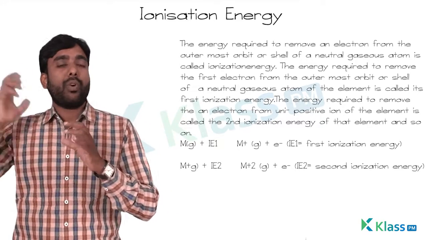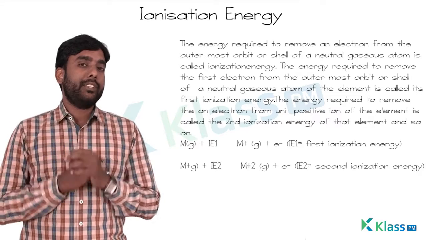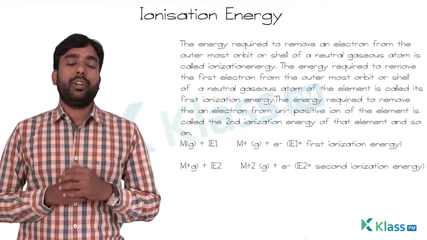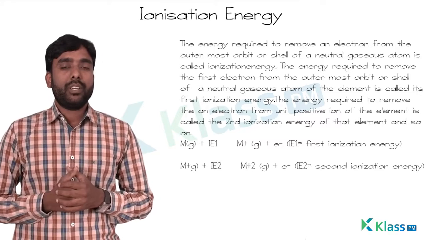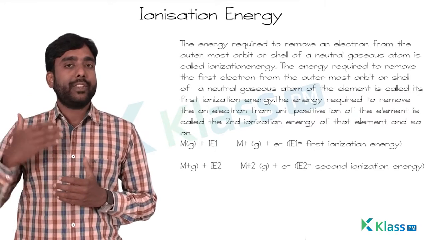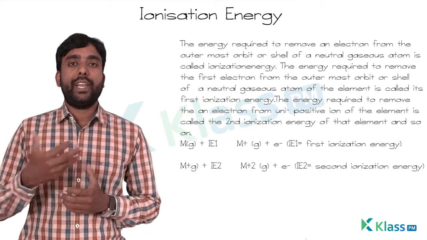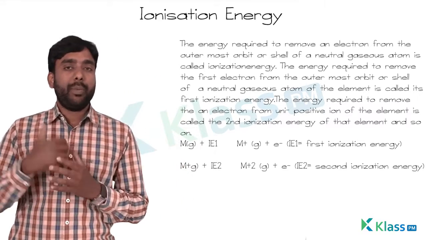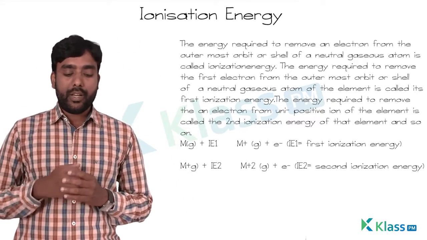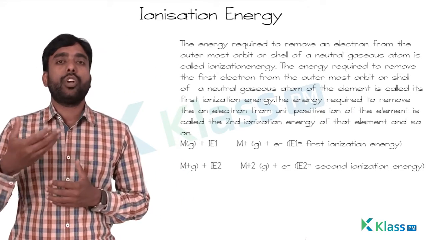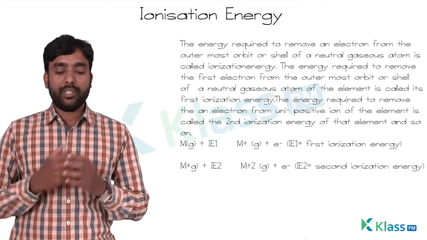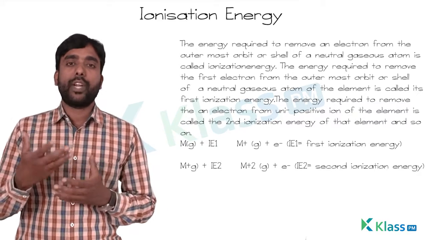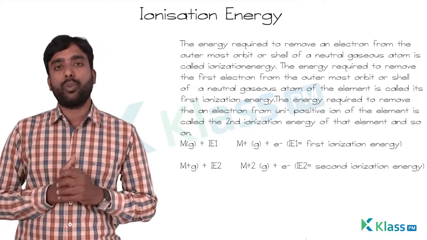To remove this one electron from the gaseous atom A, how much energy do we require? That energy is called the ionization enthalpy or ionization energy. This ionization energy can be measured in the units electron volts or kilojoules per mole. By using these units you can express the ionization enthalpy.